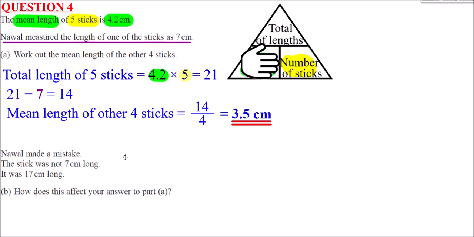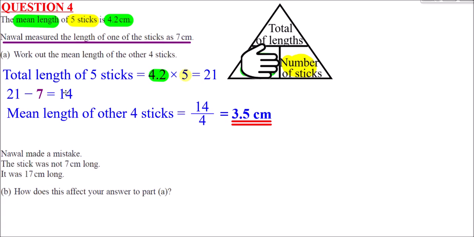For part B, we're told that Narwhal has made a mistake. The stick wasn't 7 centimetres long, it was actually 17. How does this affect your answer to part A? Well, in part A, we took away the length of the other stick and then divided that by 4. So we took away 7 and then divided by 4. If actually the length of the stick wasn't 7 but was 17, what we should have done was take away 17 and then divide by 4. So 21 take away 17 leaves 4. Then 4 divided by 4 would be 1.